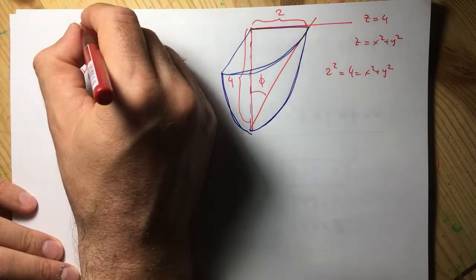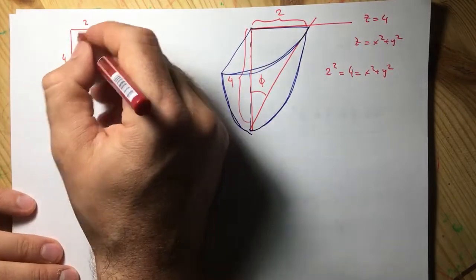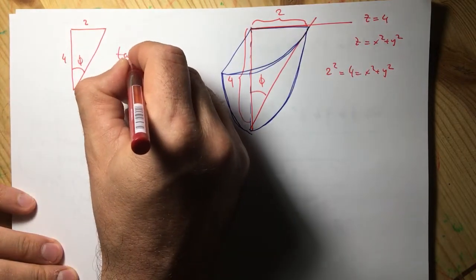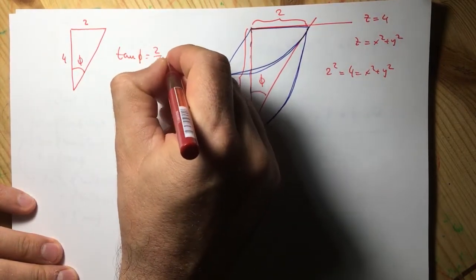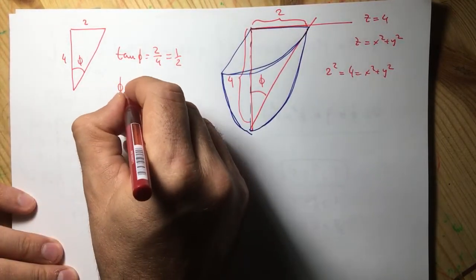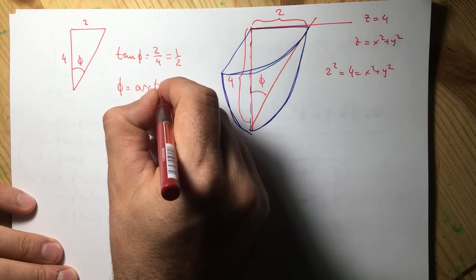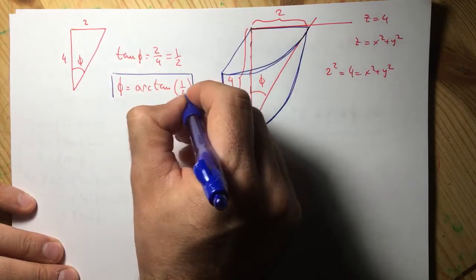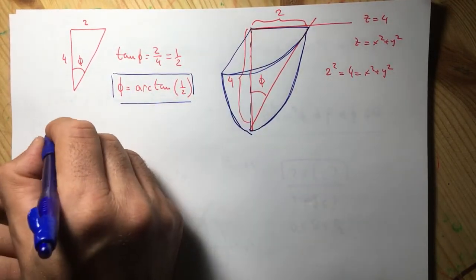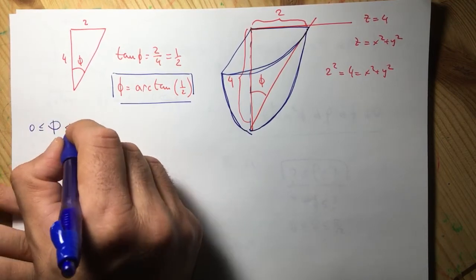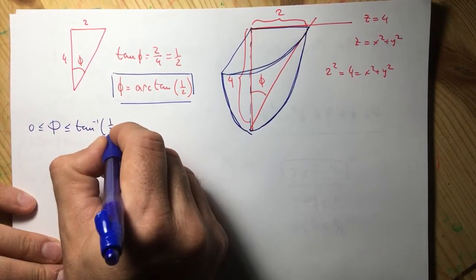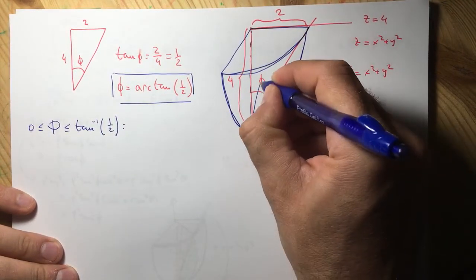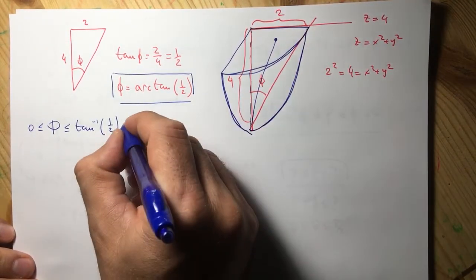So this is 4 and this is 2. What trigonometric function gives you the ratio between the opposite and the adjacent? That's tangent of phi is equal to 2 over 4, or 1/2. And from here you can figure out that phi is arctangent of 1/2. So when phi is between 0 and arctangent of 1/2, the upper ceiling of rho goes from here and hits the plane z is equal to 4.